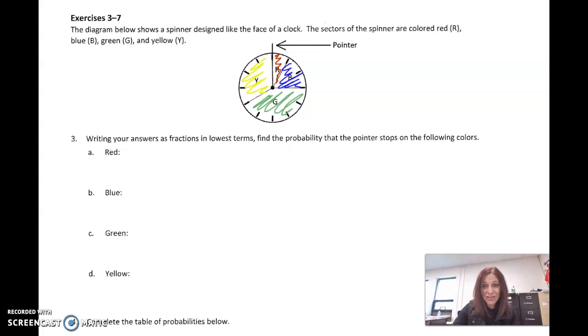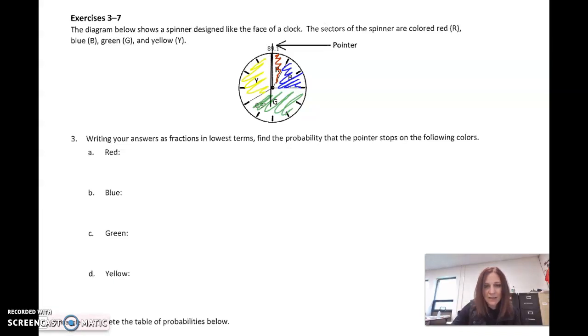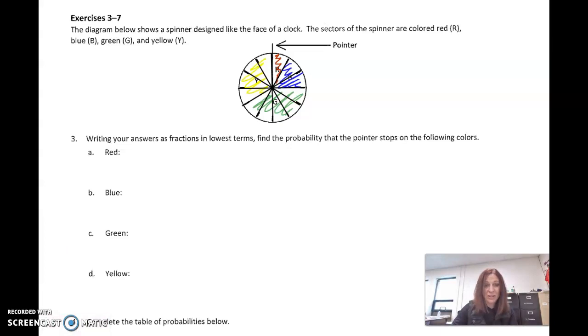Here's the problem. They're not equal sections, but we can make them equal sections. Because this is a clock, I can make this into 12 different sections. We can divide it equally. We can't just say there's 4 sections because there's 4 colors, because they're not the same. But if I break them up into 12 equal sections, then we can just say how many of each color they are. That's why I colored it. So red, there's only one red section here. So that would be 1 out of the total number, 12.